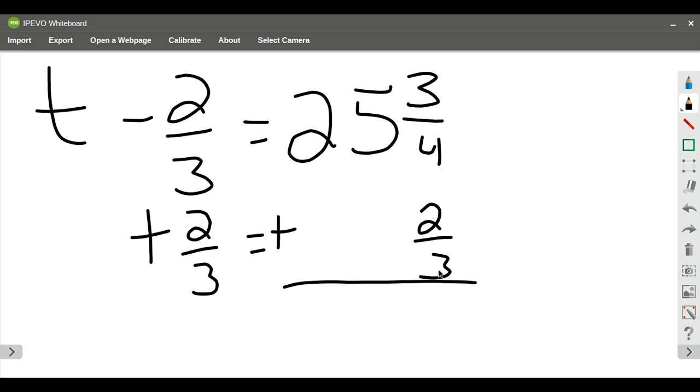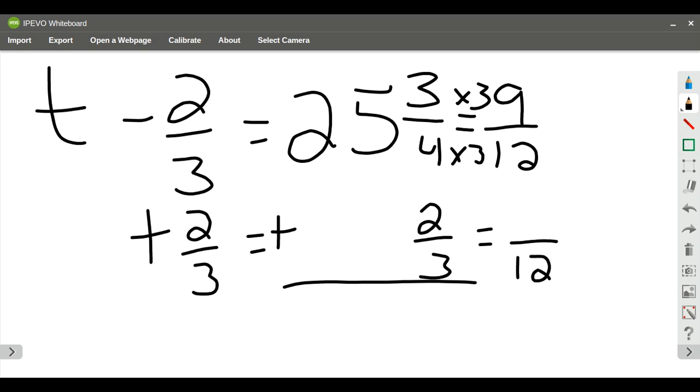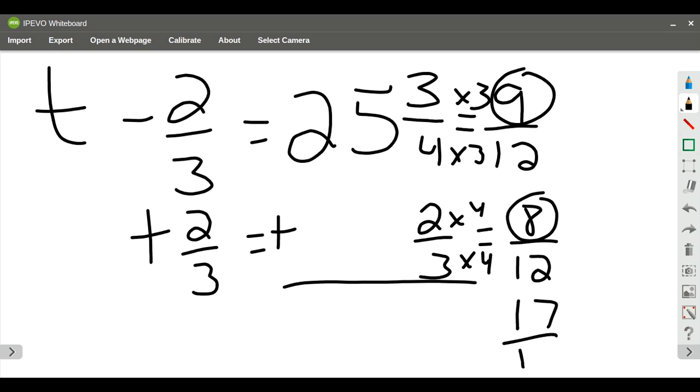A common denominator for 3 and 4 is going to be 12. So this is going to be 9/12 because I multiplied by 3. And then this is going to be 12ths, and it's going to be 8/12 because I multiplied by 4. Now I'm going to add my numerators, 9 and 8. I get 17/12. When I get 17/12, that tells me that I have an improper fraction and I need to regroup. So right now my answer is 25 and 17/12.